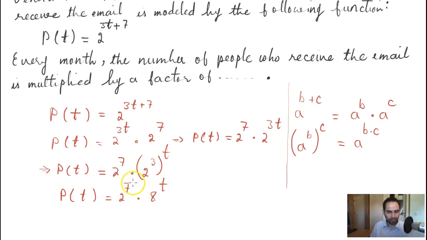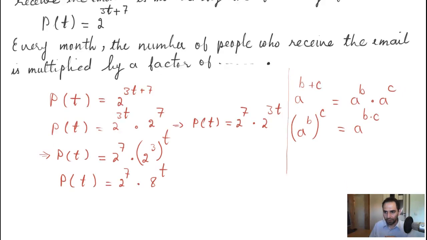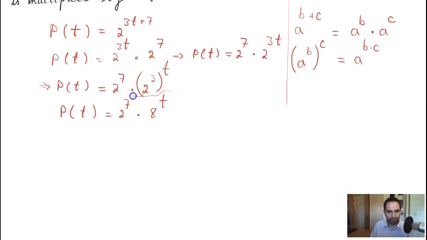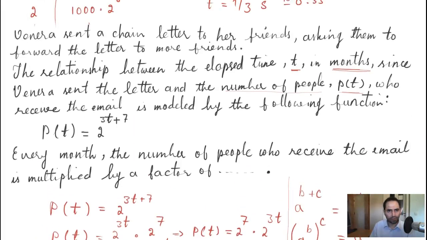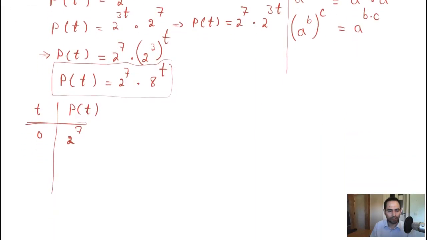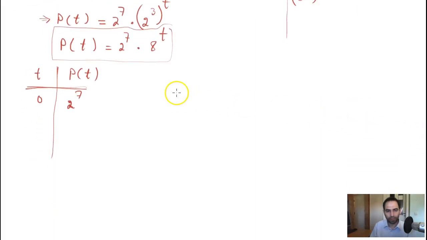And so now this is the beginning, the initial value. Now you can simply form a table based on this, and you have your t here and p of t here. When your t is equal to 0, you get 2 raised to the power 7, the number of bacteria, I suppose it was. No, that was a chain letter problem, I'm sorry.